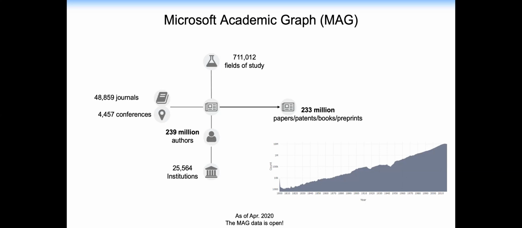Those 200 million publications include journal papers, conference proceeding papers, scientific books, technology patents, preprints, and so on. They are authored by hundreds of millions of scholars from many academic institutions. They were published in journals and conferences, and they study hundreds of thousands of research topics or fields. In MAG, we call them fields of study.